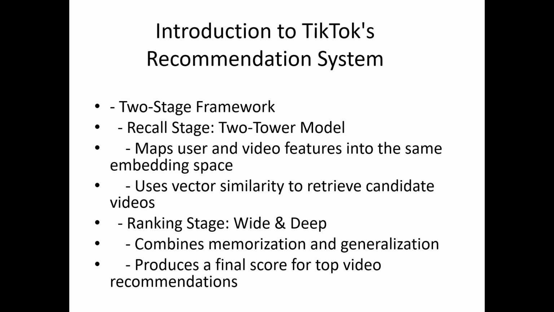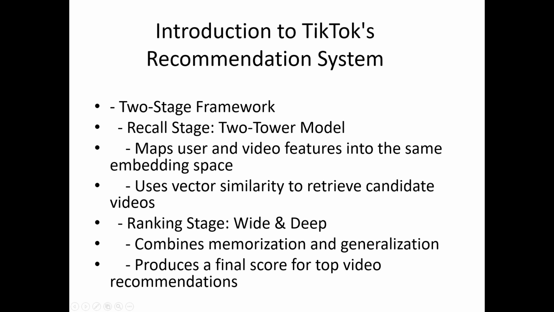to find matching videos. It's important to note that this similarity is not cosine similarity, but rather the inner product of the vectors. This is because the magnitude of the item vector can reflect the video's popularity, something cosine similarity would normalize away.